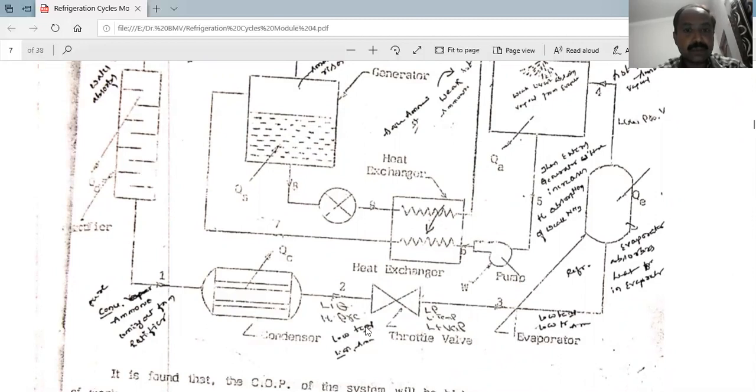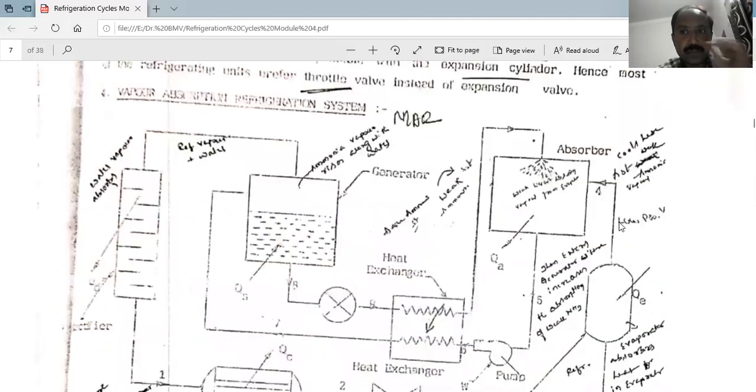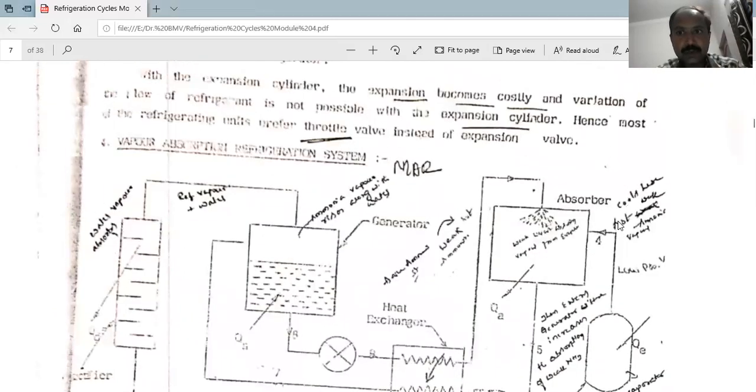The low temperature liquid ammonia is passed to the throttle valve. Here the low temperature, low pressure ammonia vapor is once again passed to the evaporator. Here it produces a cooling effect, where we absorb heat in the evaporator. Afterwards, the hot weak ammonia vapor is once again passed to the absorber. In the absorber, the spray takes place.